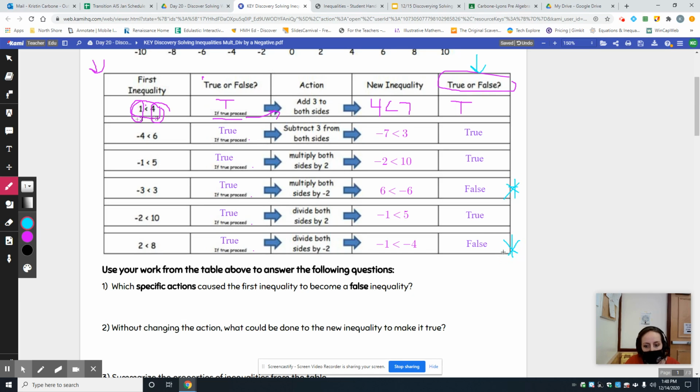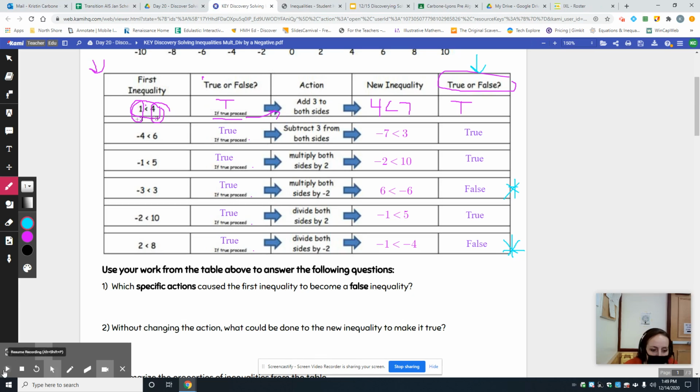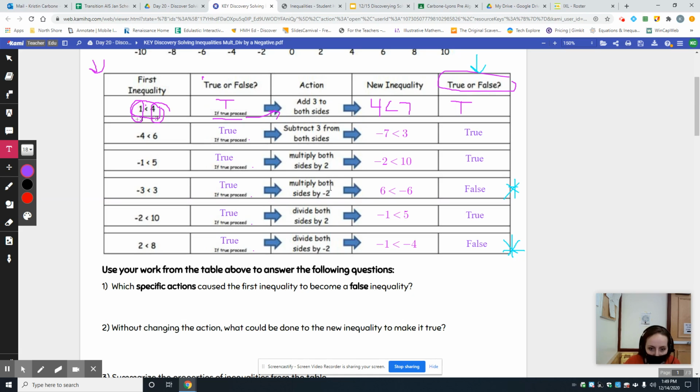Think about what you did to the first inequality and think about what specific action you took. Hopefully you noticed that it was those 2 situations. And like I said, think about what specific actions. What did we do? Hopefully you thought to yourself, oh, I multiplied and divided by a negative.